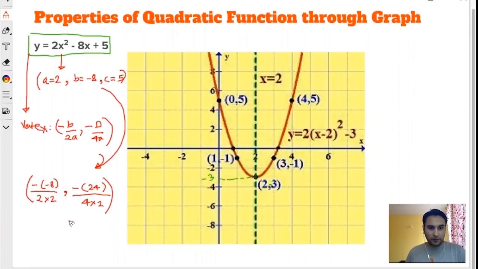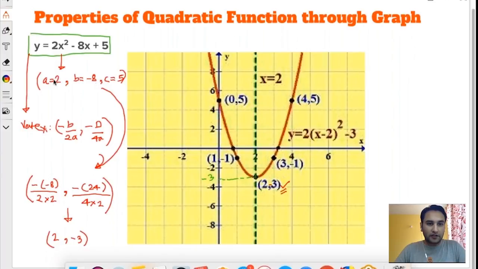So what will be the vertex? Plus 8 by 4, that is 2. Minus 24 by 8, that is minus 3. That's it. 2 comma minus 3. Okay. So that's how you can find the vertex of any quadratic equation. And you know the value of A. A is 2. So that's why the graph will face up. Because of 2, it will be a bit thinner. Correct? Clear?